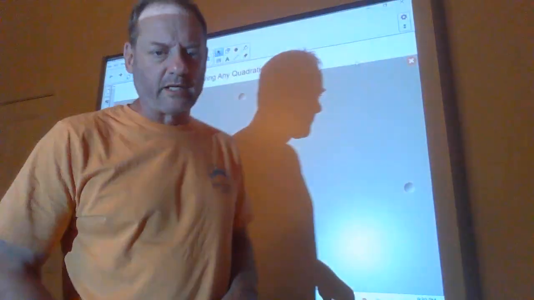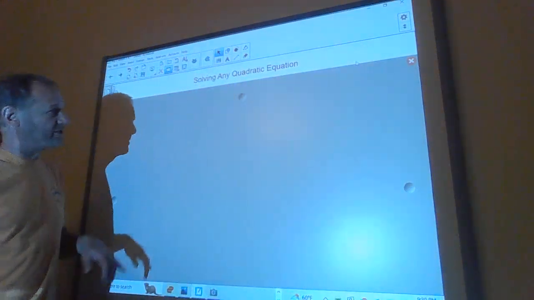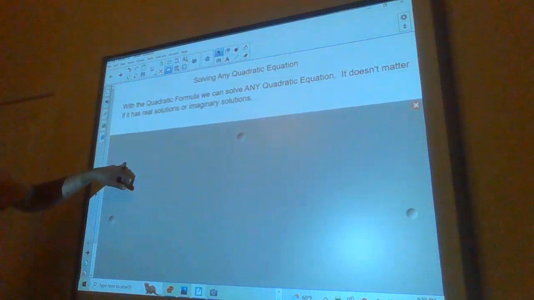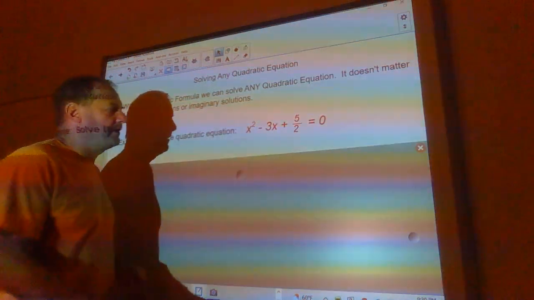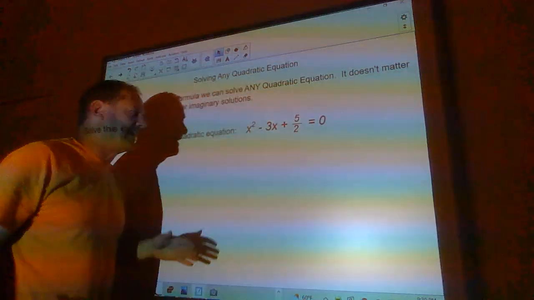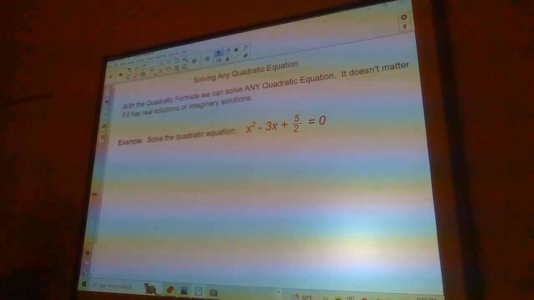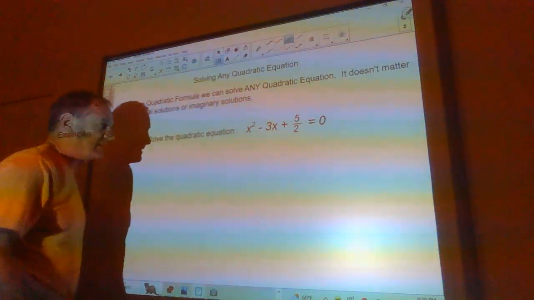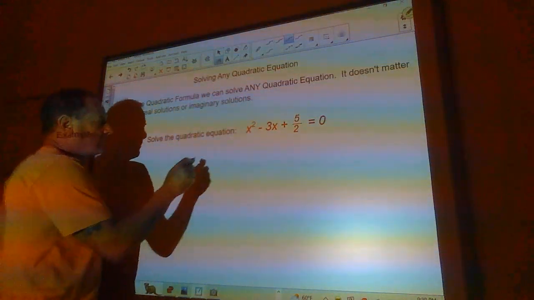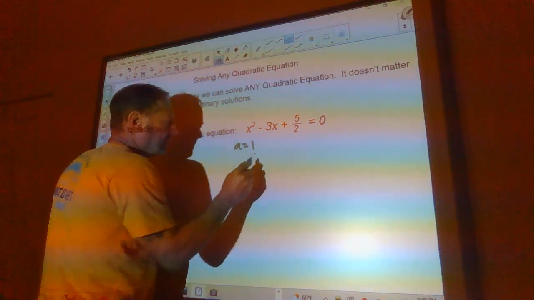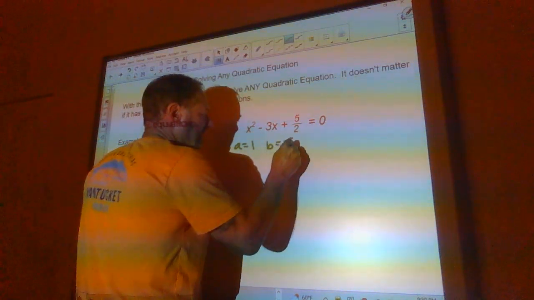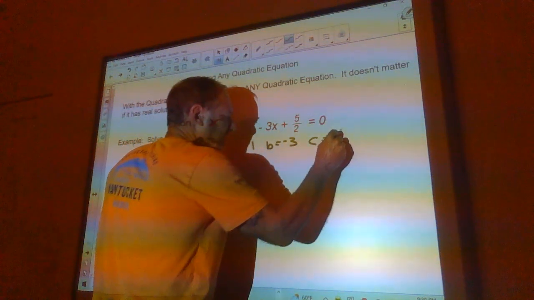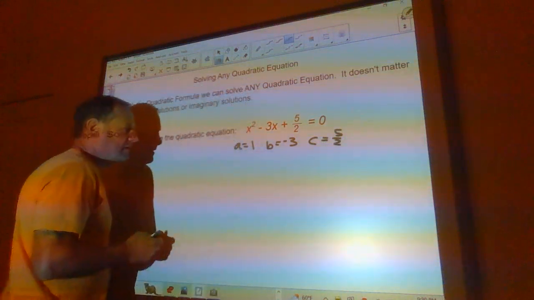Hey everybody, we're going to talk a little bit more about solving quadratic equations today. With the quadratic formula, we can easily handle any quadratic equation, even ones that have weird fractions in them and stuff like that. So we can take this one. Of course, I know that my A is 1, my B is -3, and my C is 5/2.